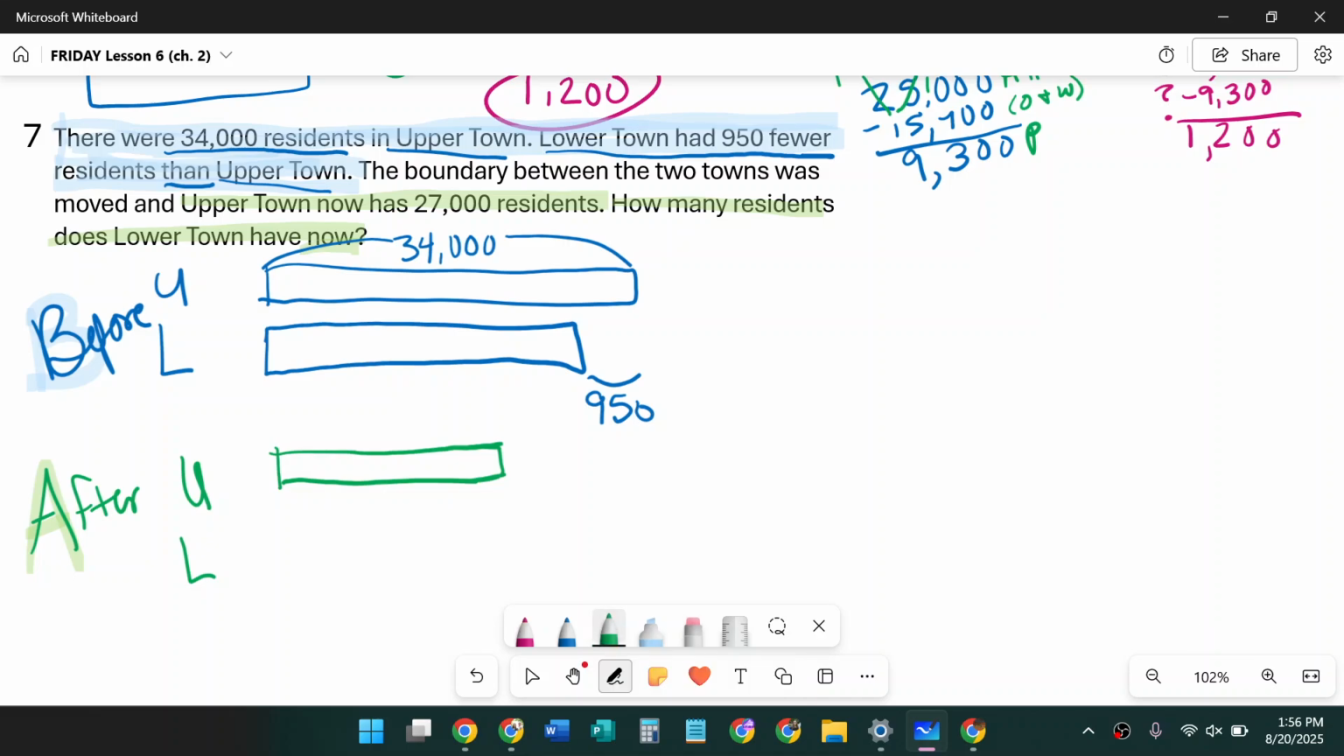All right, so now we can put that number. And it wants to know how many residents Lower Town has now. Now, where did the residents go that used to be right here? Where did they go? They went to Lower Town. And so this area got cut off and got moved. So I'm going to make this as long as it used to be.